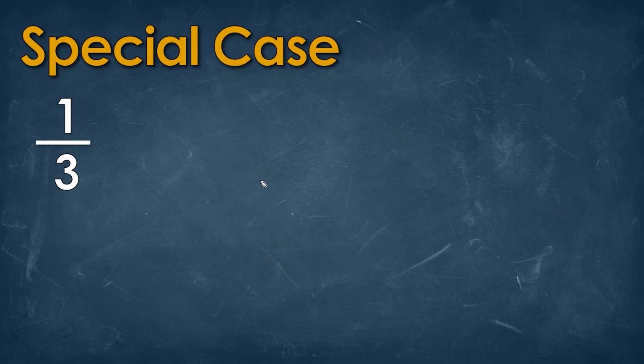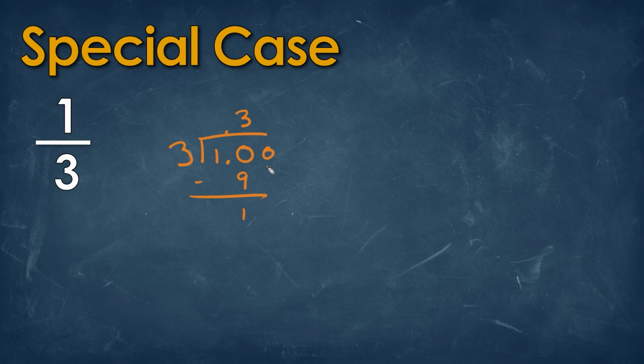Now let's take a look at a special case. So if we have 1 over 3, we put the 3 on the outside, and we're going to divide by 1. Again, we have to put that decimal here. We'll put a 0 here. And how many times does 3 go into 10? That's going to be 3. 3 times 3 is 9. We subtract, and we get 1.